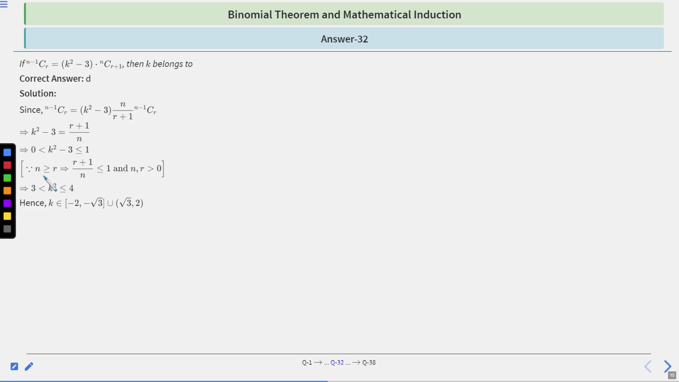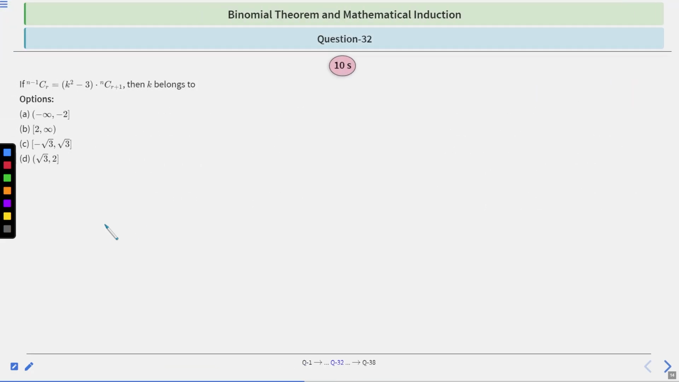Because when n is greater than or equal to r, this implies (r plus 1) upon n is less than or equal to n, right? Less than or equal to 1. So (r plus 1) upon n is less than or equal to 1. Clear? So (r plus 1) upon n is basically k square minus 3. So k square minus 3 is greater than 0 and less than or equal to 1. This implies k square is between 3 to 4. So k belongs to minus 2 to minus root 3 union root 3 to 2.